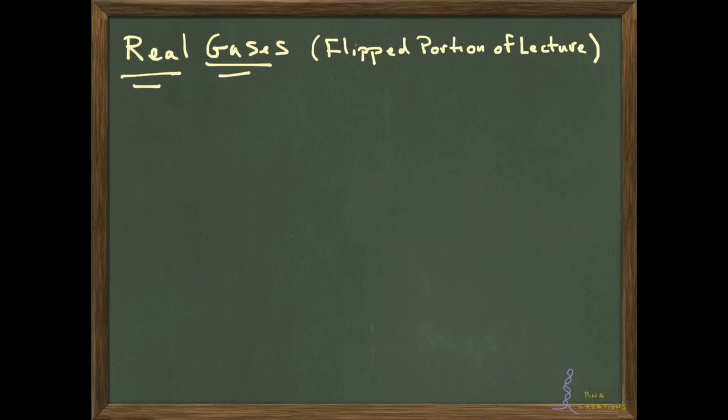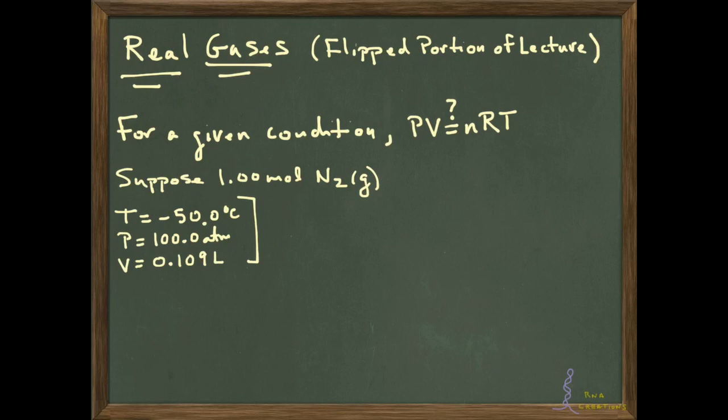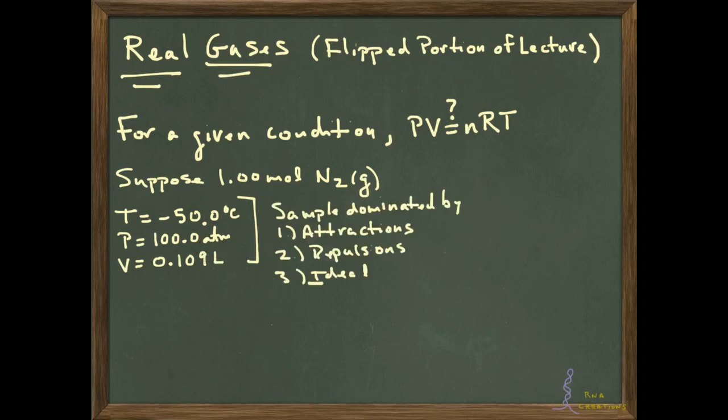I want to begin where I left off in lecture, and that was going over the specific condition of 1 mole of nitrogen at a low temperature and a high pressure. And we asked the question whether or not PV equals nRT. And moreover, we asked, once we got our answers, is the sample dominated by attractions, repulsions, or is it ideal?